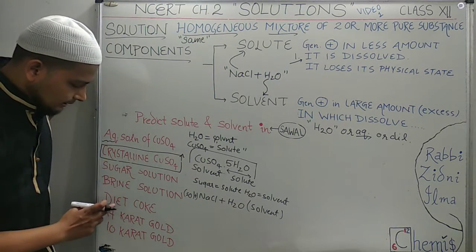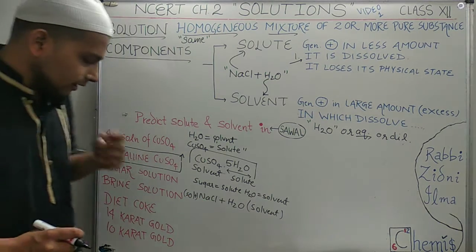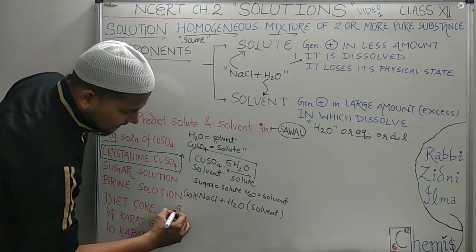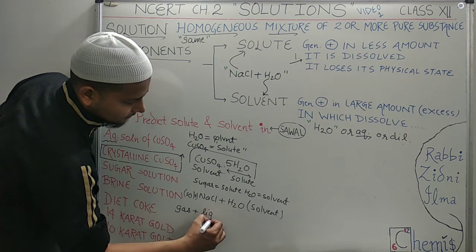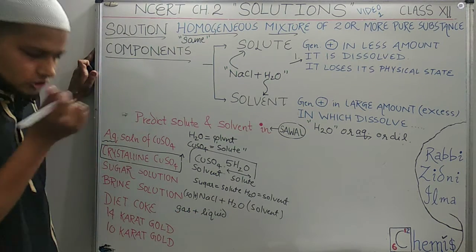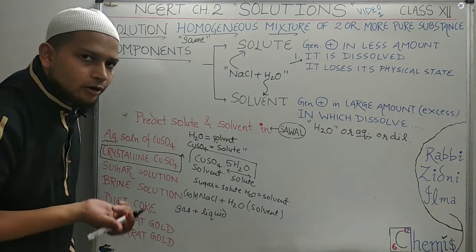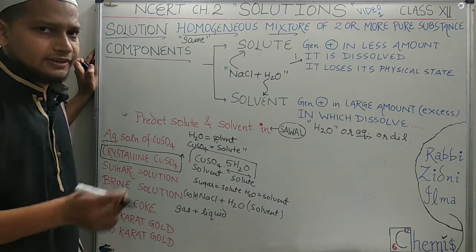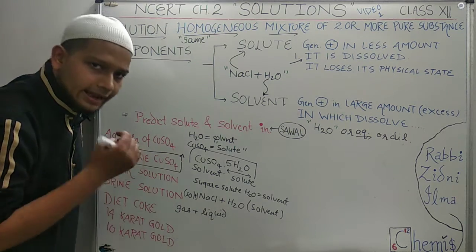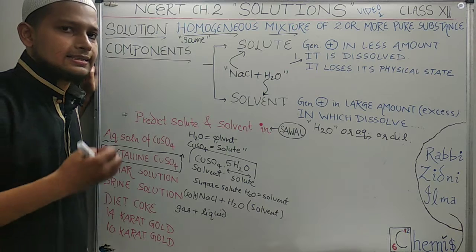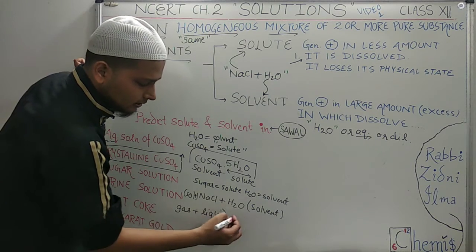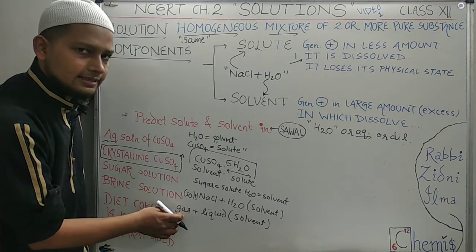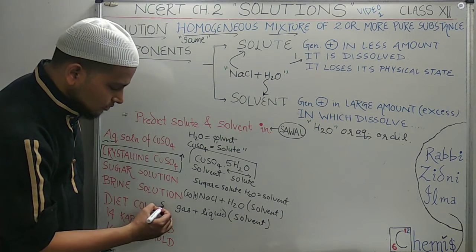Okay. Next is Diet Coke. If you consider Coke or any other cold drink or soft drink, it comprises gas and liquid. That is the common composition. Gas, that is carbon dioxide. Liquid, that is generally water along with some preservatives, etc. So the liquid component is in excess, it has the large fraction, therefore the water will be our solvent, and the carbonated, bubbling gas will be our solute.